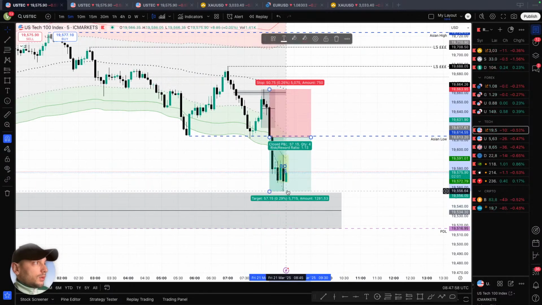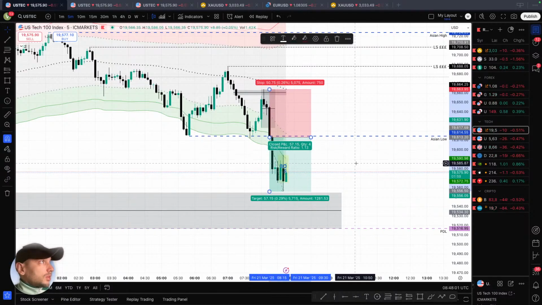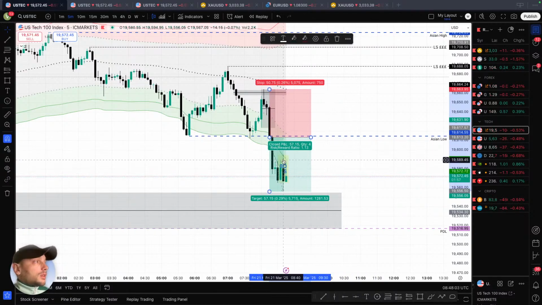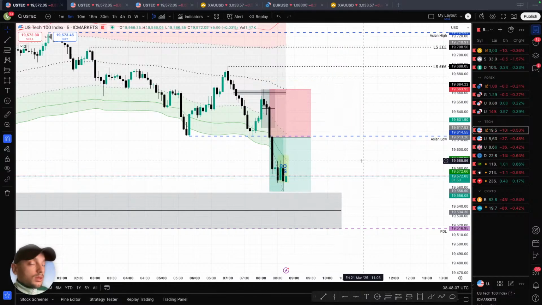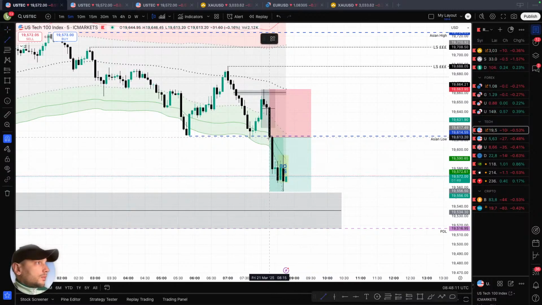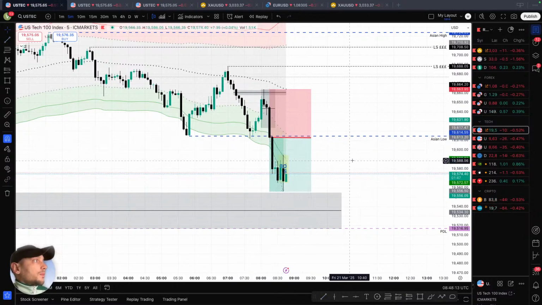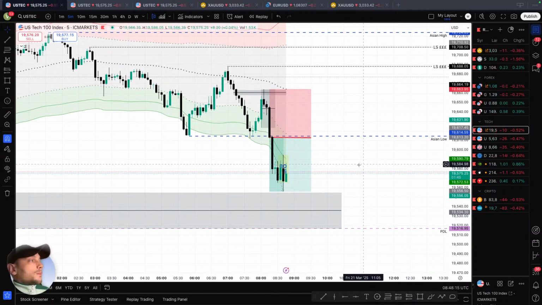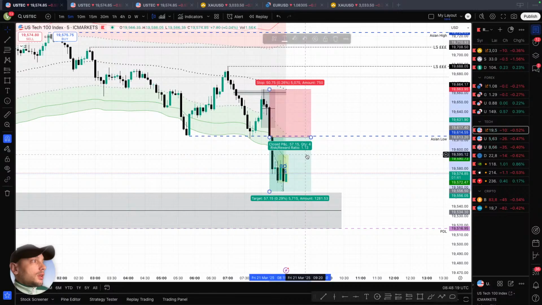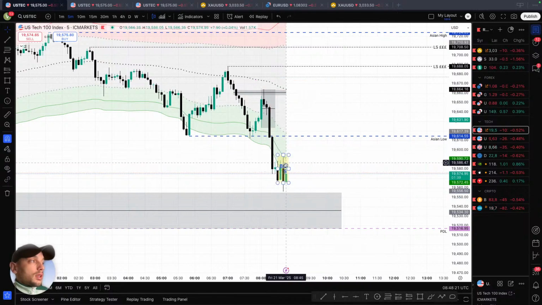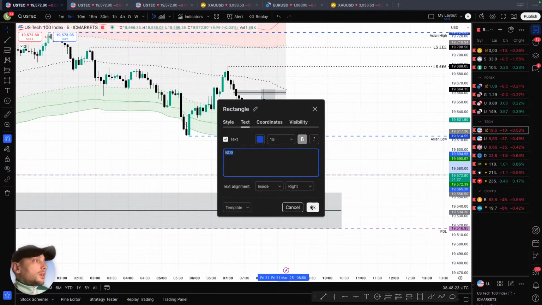So we missed this one because we were watching gold. But if I was in this trade, I'll take on those lows, I'll take half of it out and move my stop loss to break even. Pretty simple strategy, and it's been working out pretty good the past few days.